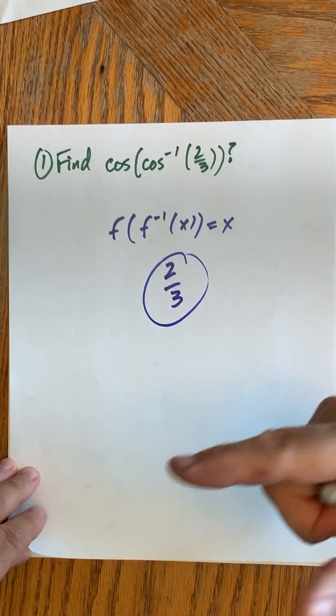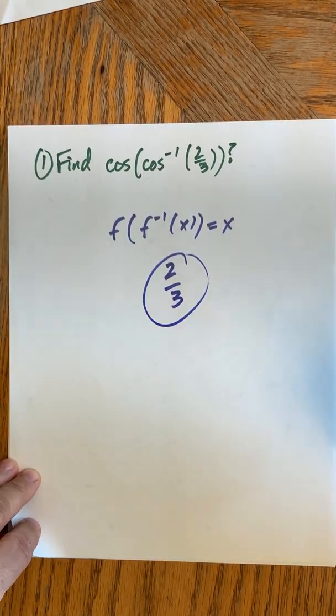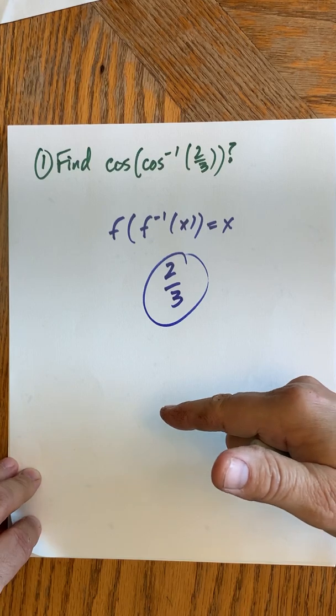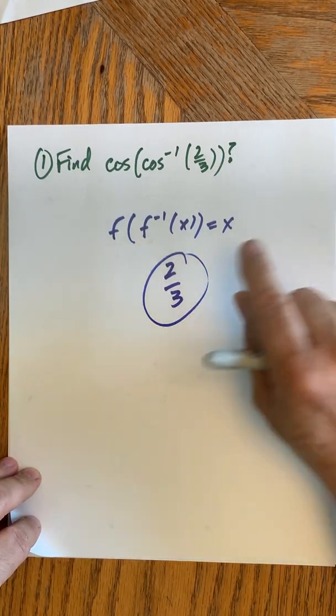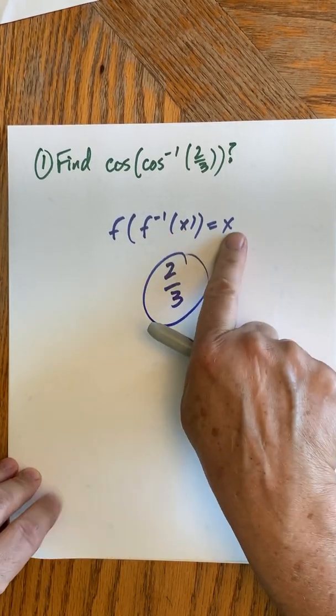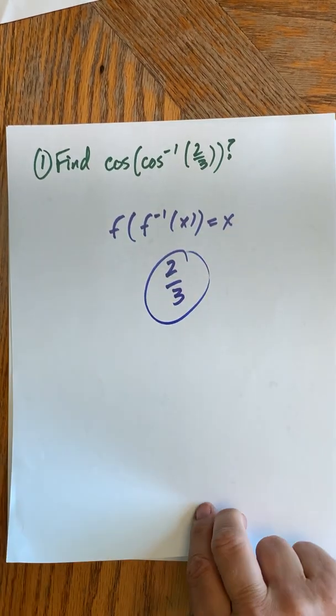I take a bus from Orlando to Jacksonville, and then I take another bus from Jacksonville back to Orlando. So where am I? I'm right back where I started. So that's the idea. Okay? Let's take a look at number two.